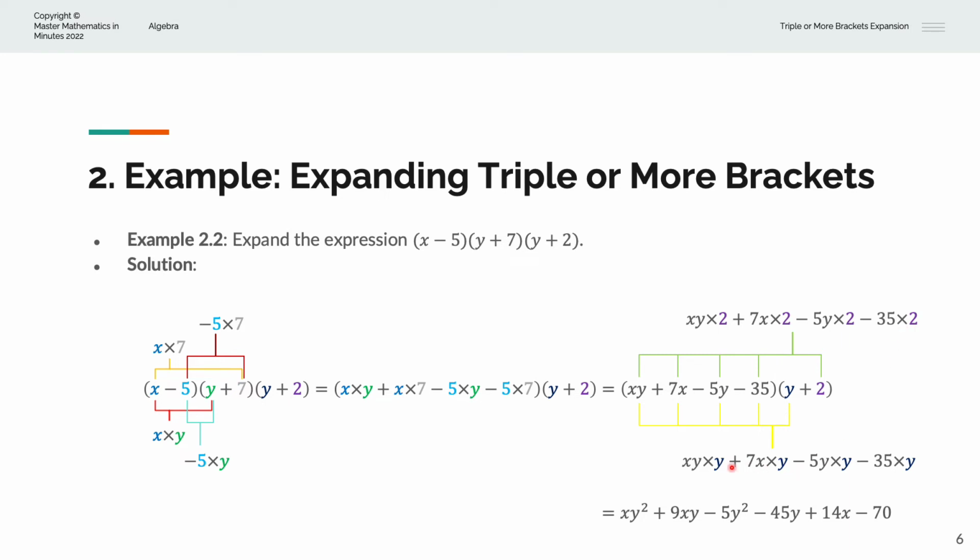And we will simplify this expression further. So with xy multiplied by y as xy squared, 7xy plus 2xy, that gives us 9xy. And minus 5y multiplied by y is minus 5y squared. And minus 35y minus 5y times 2, that gives us minus 45y. And 7x by 2 is 14x, and minus 35 by 2 is minus 70. So we've expanded the 3 brackets.